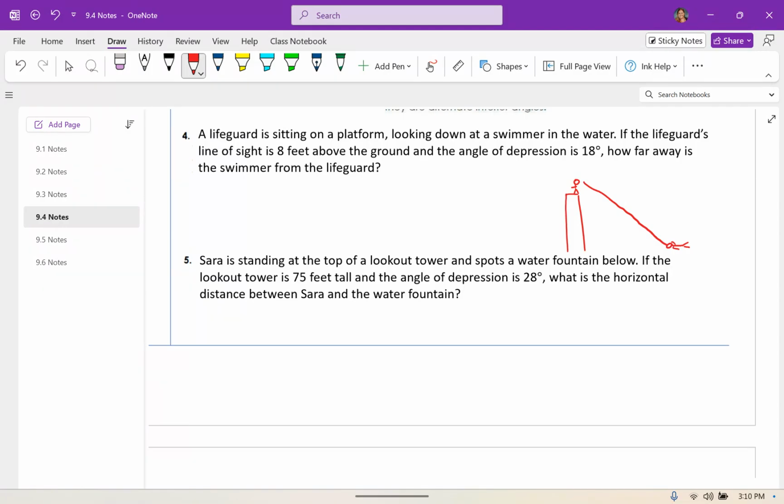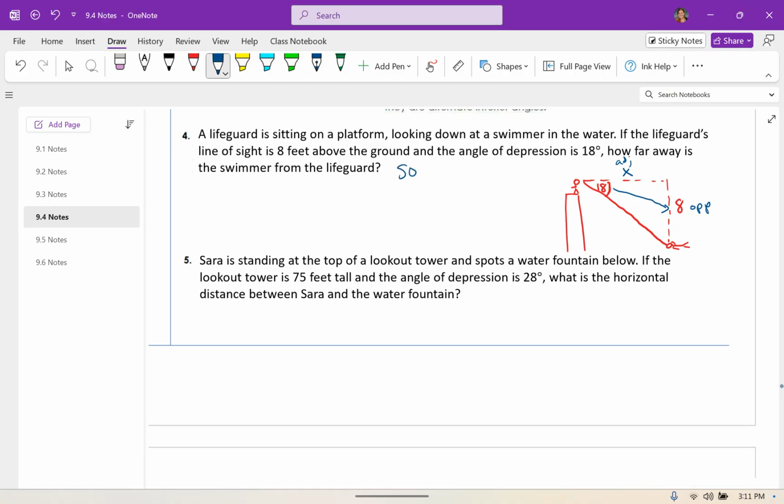The lifeguard's line of sight is 8 feet above the ground. So this is 8, and the angle of depression is 18 degrees. Okay, how far away is the swimmer from the lifeguard? So this is my horizontal distance. We know across from 18 is opposite. And so that x has to be the adjacent.